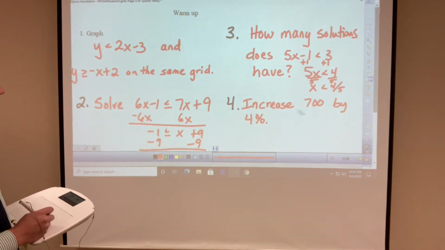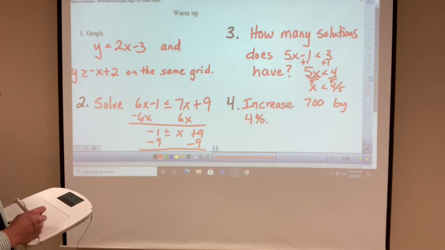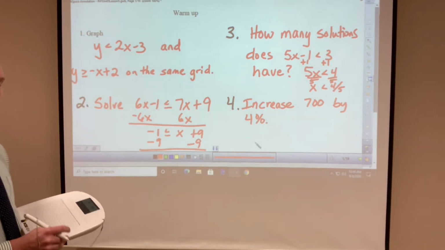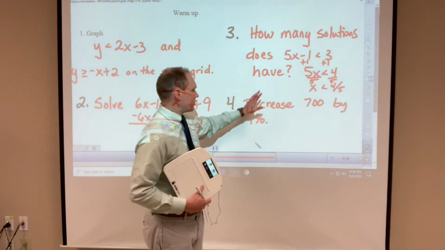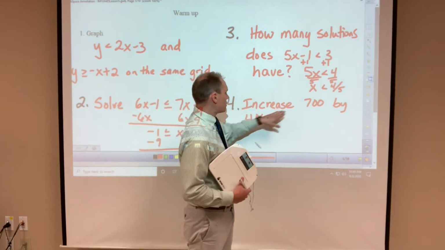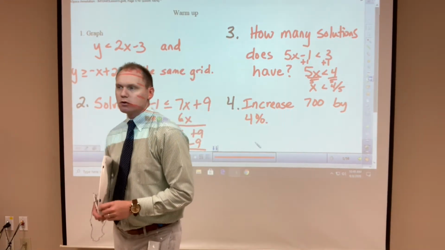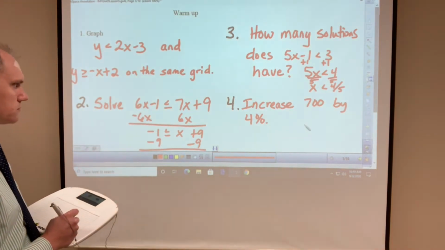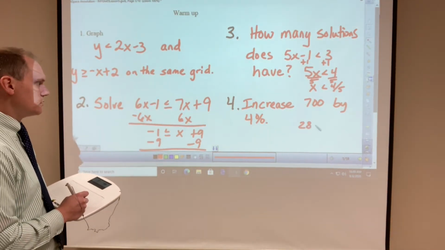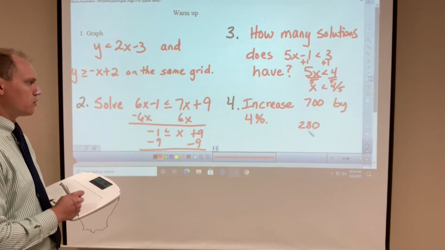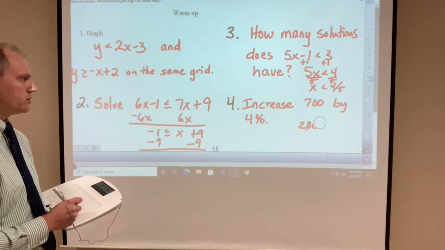Number 4, increase 700 by 4%. So again, we're going to take the two numbers involved without any trailing zeros. So 4 times 7 is 28. So it's either going to be 28, 280, or could it even be 2.8 or 0.28?